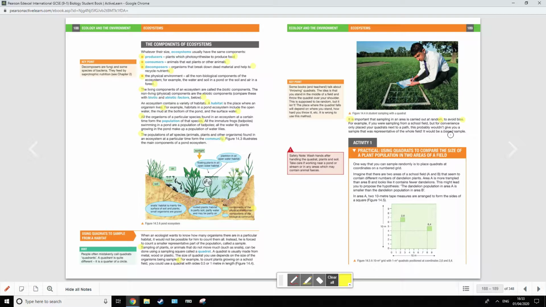And to make reliable random sampling, we have different techniques with different strategies.